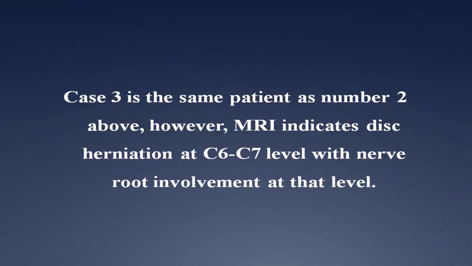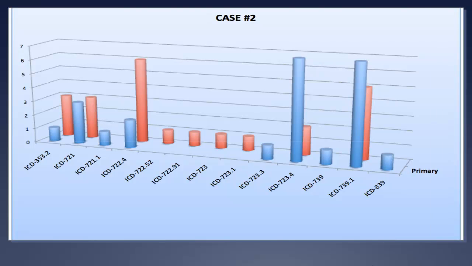With case number 3, we have the same patient as number 2. However, MRI is ordered and indicates disc herniation at the C6, C7 level with nerve root involvement at that level. Again, much variation. Even though this is clearly a radicular problem given the findings, there are many different codes used by doctors to categorize it. Probably even the same doctor uses different codes based on minor variations on this presentation in their practice.